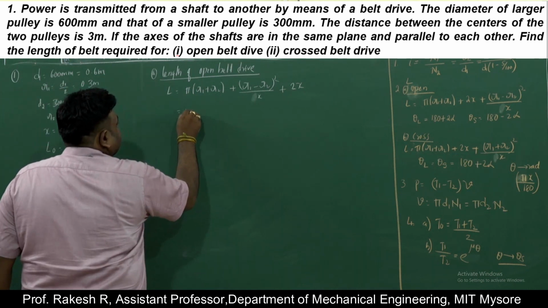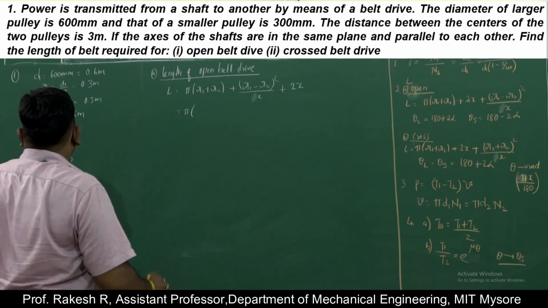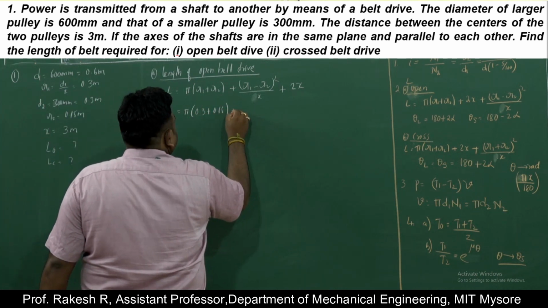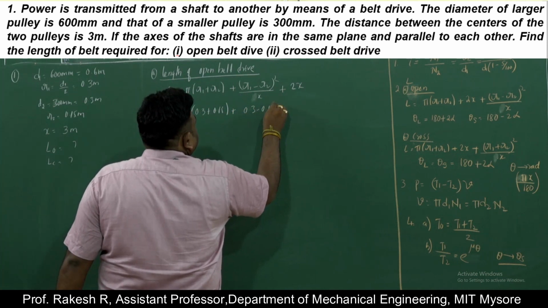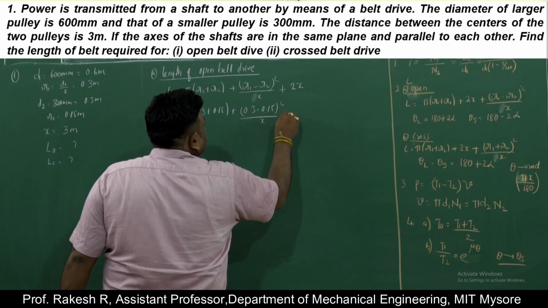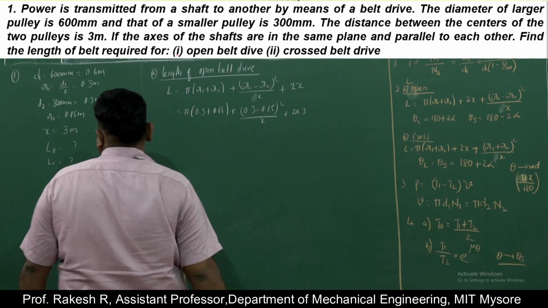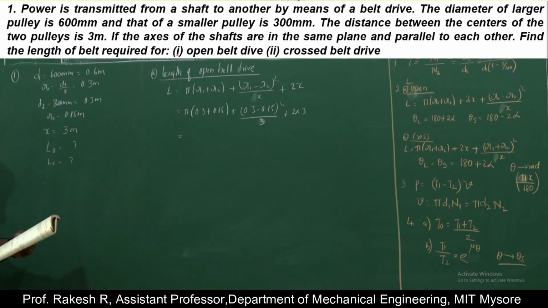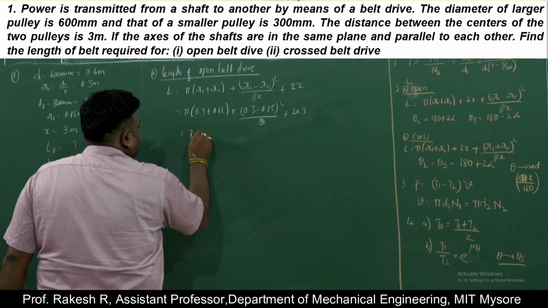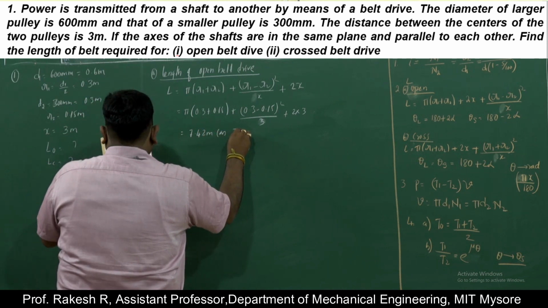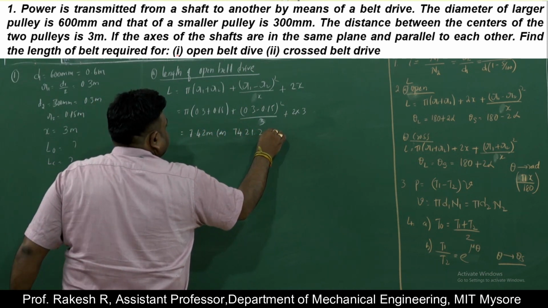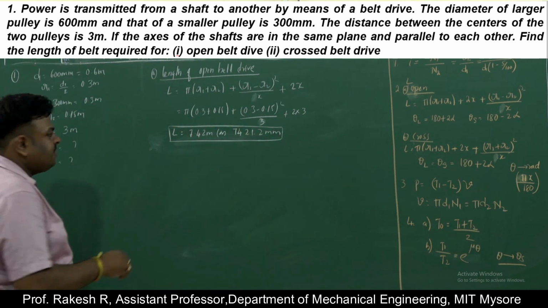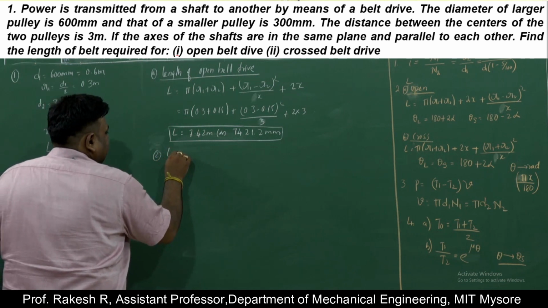So pi into (R1 plus R2), R1 is 0.3 plus R2 is 0.15, plus (0.3 minus 0.15) whole square by x plus 2 into 3. This is 3; everything should be in meters. If you calculate, it turns out to be 7.42 meter, or 7421.2 mm. This is the total length of the drive. Better to write it in meters. Next, length of cross belt drive.